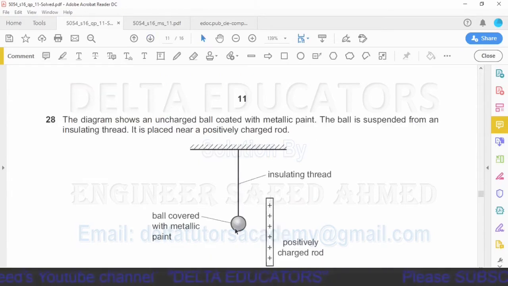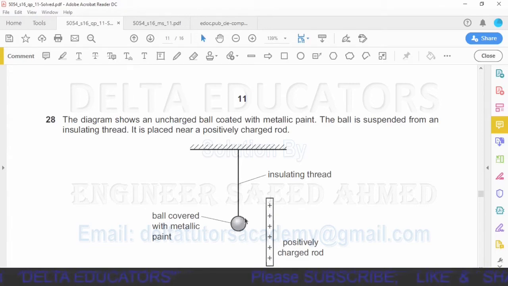Question number 28. The diagram shows an uncharged ball coated with metallic paint. The ball is suspended from an insulating thread. It is placed near a positively charged rod. Okay, here we have a positively charged rod and here we have a ball that is painted with metallic paint. It is covered with metallic paint. Since it is covered with metallic paint, we can say it will behave like a metal. In metals, there are free electrons and these free electrons will be attracted toward this positively charged rod.